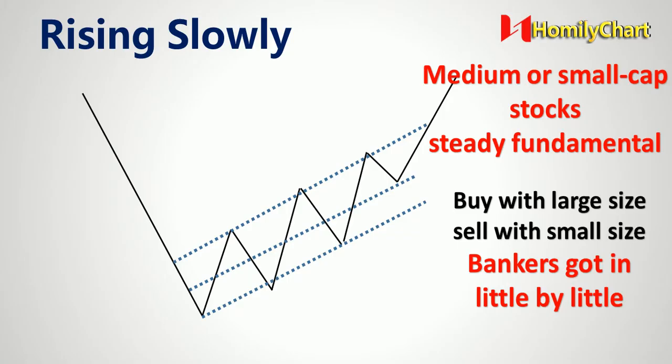It's better. So we can see the third pattern, rising slowly. We can check this one. The price goes down, then some stocks look like this pattern: higher high and higher low. Uptrend or downtrend? Uptrend. So the medium or small cap stocks with steady fundamentals, like the blue chips or big cap stocks or medium. Buy with large size, your banker gets in little by little.